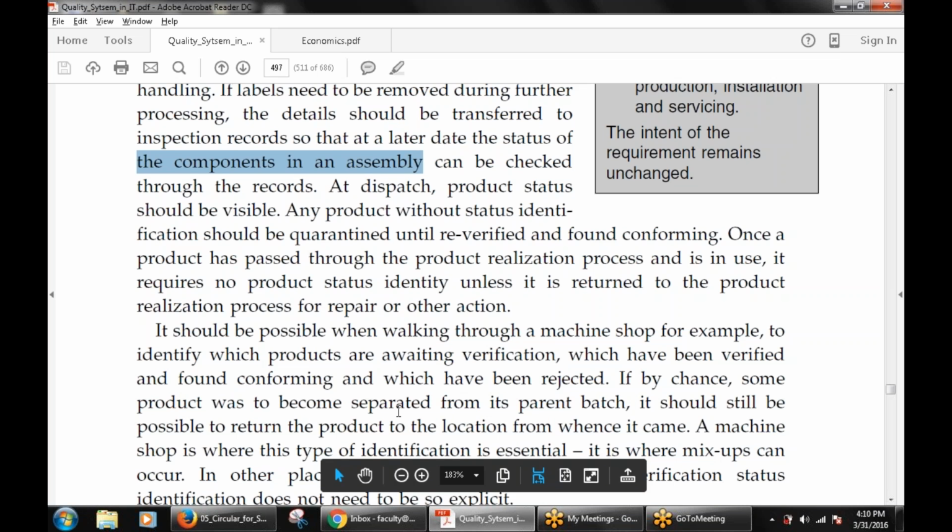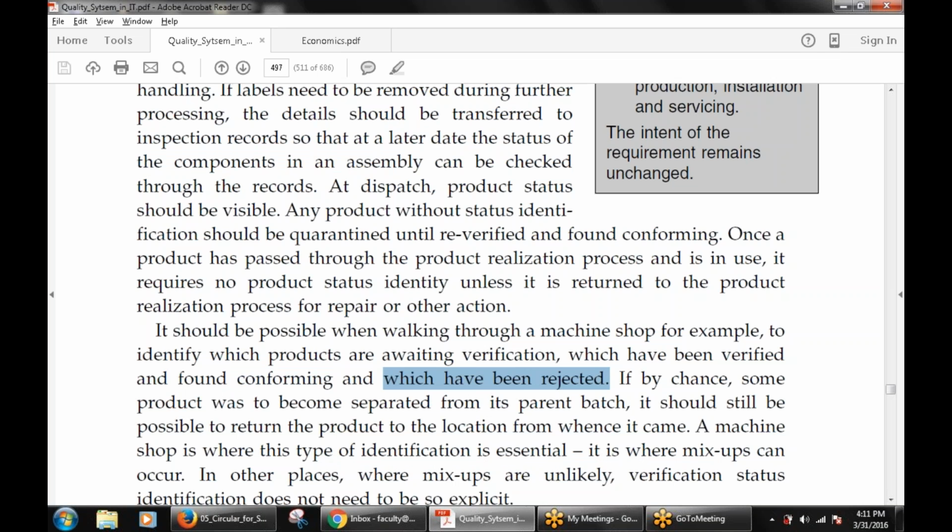And it should be possible, when working through a machine shop for example, to identify which products are awaiting verification, which have been verified and found conforming, and which have been rejected. And if by chance some product becomes separated from its parent batch, it should still be possible to return the product to the location from where it came.